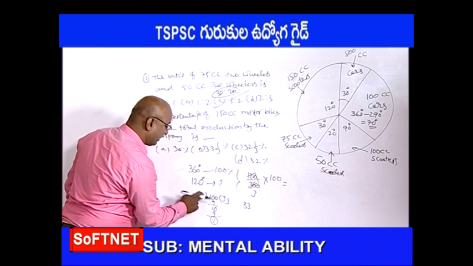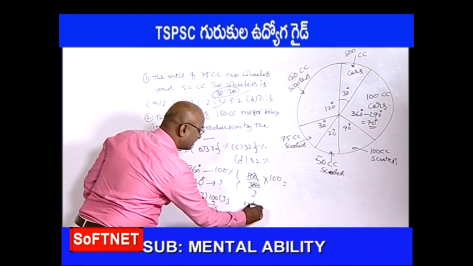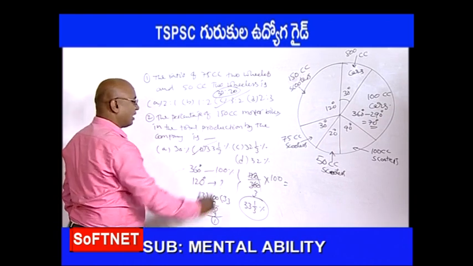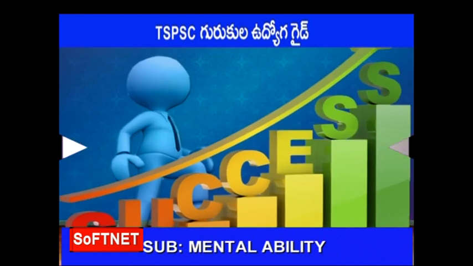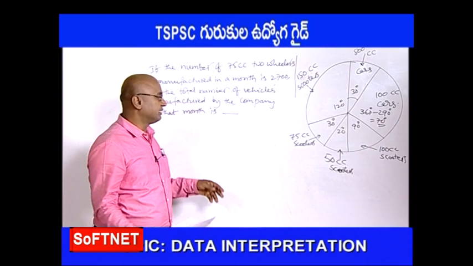33 remainder by this one. So 33 1/3% is the answer. So option B is the correct answer. The next problem is like this.